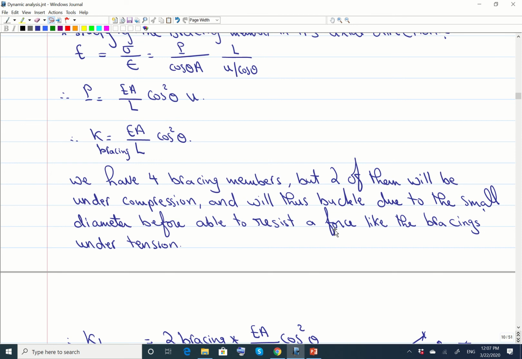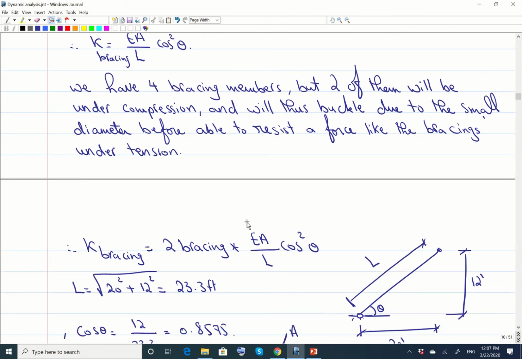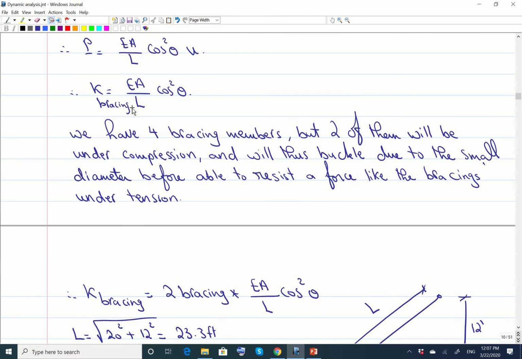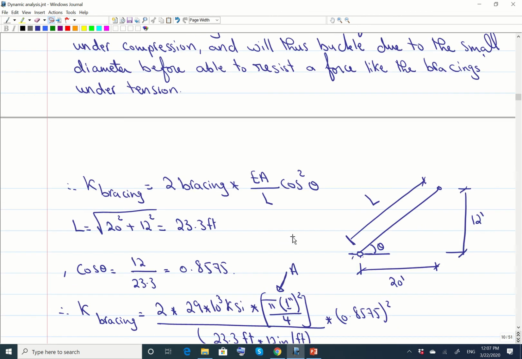So actually those bracing members that are under compression won't be able to provide this force like the tension members. They will buckle way before providing this stiffness. So we're going to assume we have just 2 bracing members overall, only the tension members. The compression members are not going to be counted. So K bracing is 2 bracings multiplied by the stiffness of a bracing, which we just derived over here. It's EA divided by L multiplied by cosine square theta.